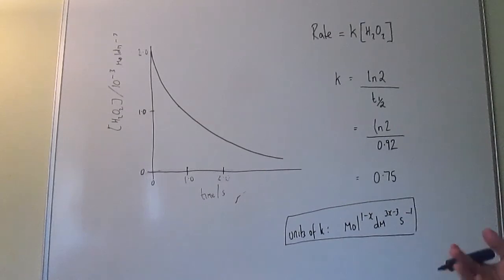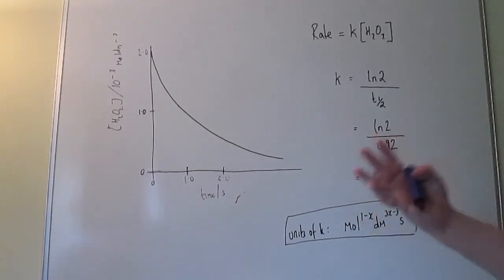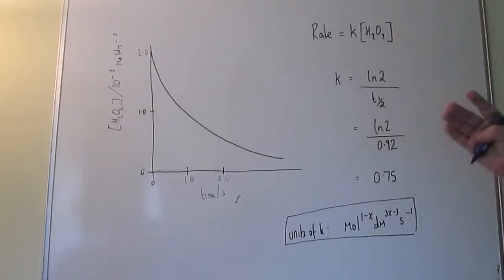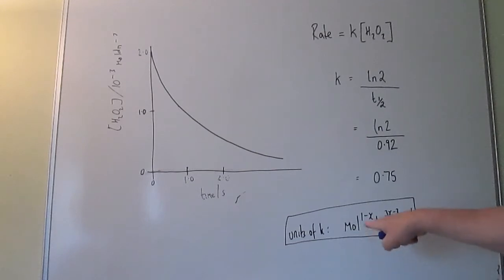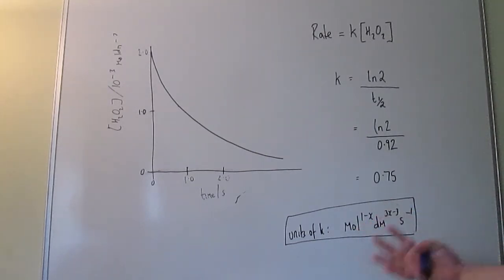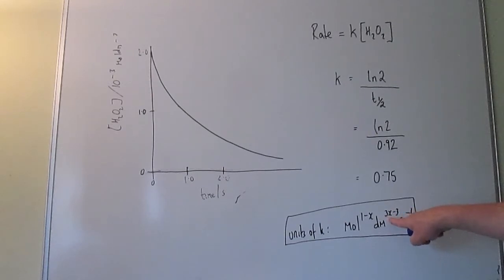Now in this case it's very simple. X is the overall order of reaction, so it's the sum of the orders for each of the individual reactants. In our case we only have one reactant and it's first order, so X is 1. So we get moles to the 1 minus 1, which is 0. Now anything to the power 0 is just the number 1. This number is also 3 ones are 3, minus 3 is 0, so it's 1 times 1 times seconds to the minus 1, and so the unit is just seconds to the minus 1.